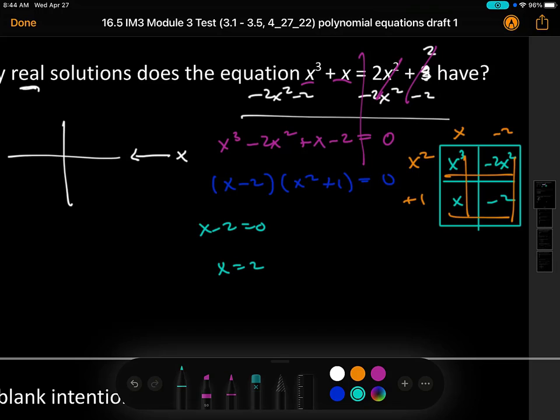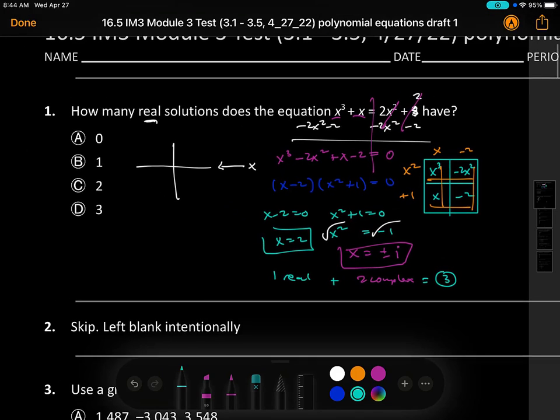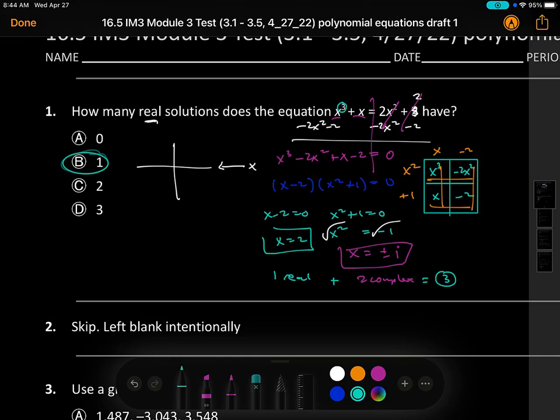This will give you x equals 2. And you're going to subtract 1, so you get negative 1. And then take the square root. When you do that, you have x equals plus or minus... Remember, the square root of negative 1 is i. And this is actually 2 solutions. So we have 2 complex and we have 1 real. If you add those together, that gives you the 3 that comes from the highest degree of the polynomial. So our answer for the first one will be B.